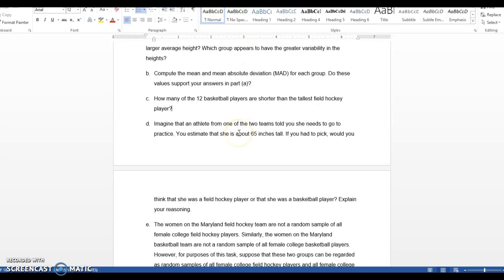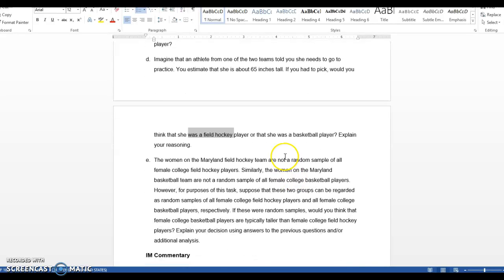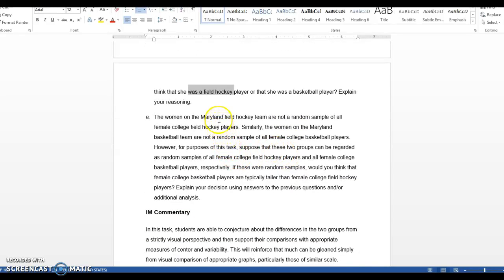How many of the 12 basketball players are shorter than the tallest field hockey player? Imagine an athlete from one of the two groups needs to go to practice. You estimate 65 inches, and if you did, are they considered a field hockey player or a basketball player? Explain your reasoning.